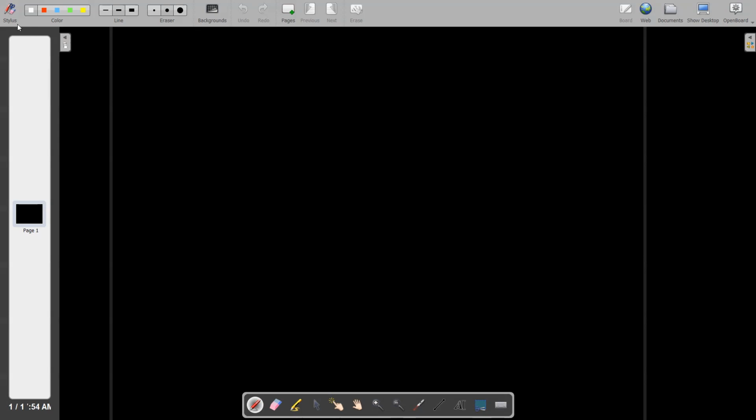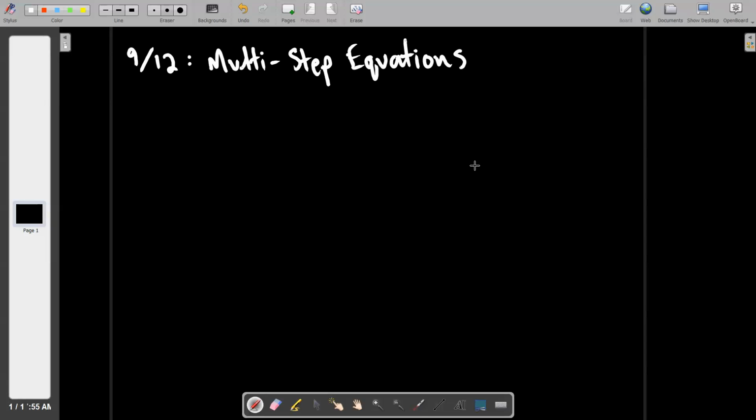So today is 9/12. And I hesitate to even call these 4-step equations. I think from this point on, we're just going to call them multi-step equations. And I've got 9 examples for today's notes. Each one should take a minute or two, so this shouldn't take all too long.